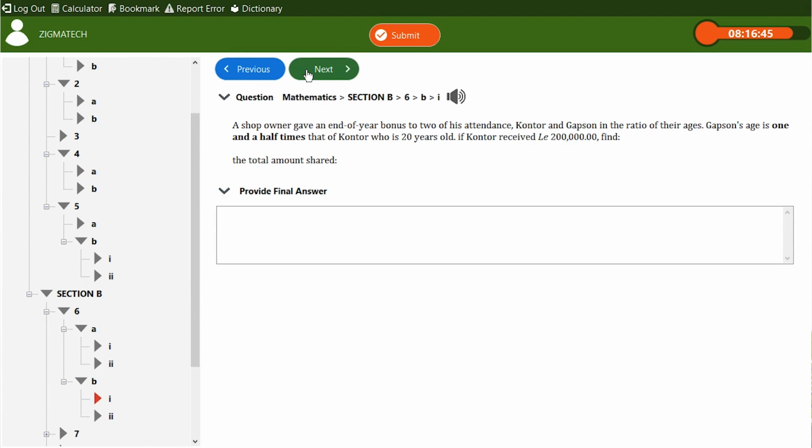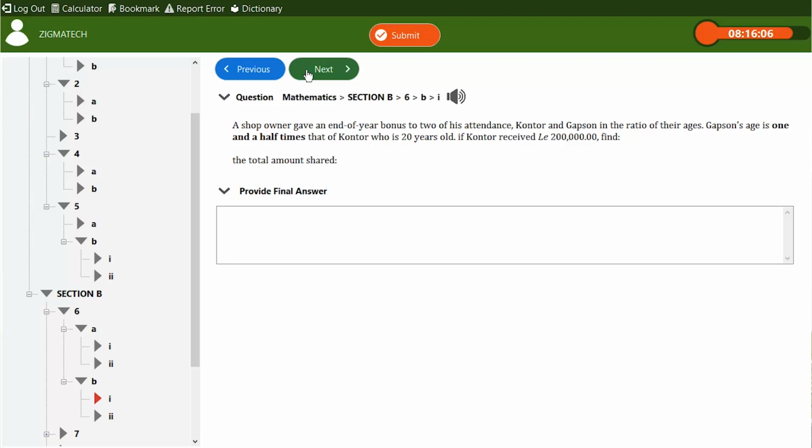A shop owner gave an end of year bonus to 2 of his attendants, Contour and Gabson, in the ratio of their ages. Gabson's age is 1.5 times that of Contour, who is 20 years old. If Contour receives this, find the total amount shared. Okay. You can see the question. This is just a ratio, proportion.